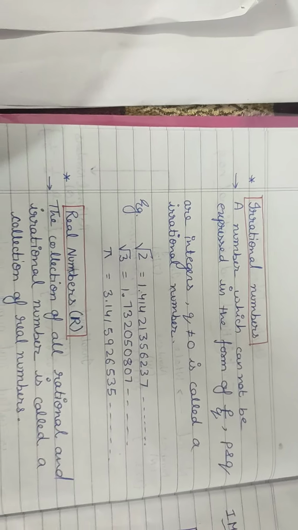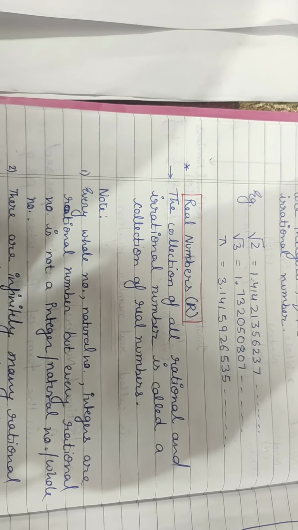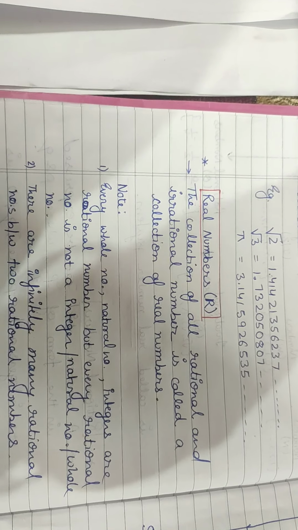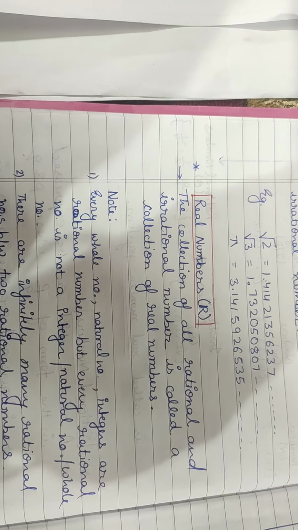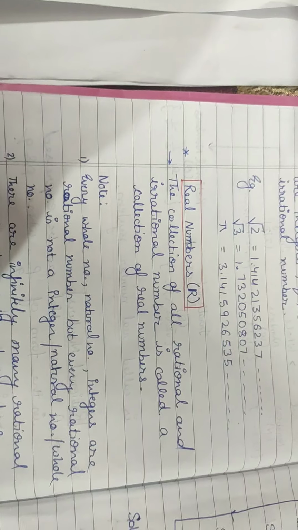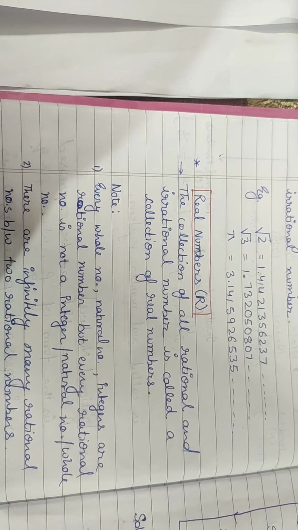Now the next one is real numbers. What are real numbers? Real numbers are the collection of all rational and irrational numbers, and the real numbers are expressed with the capital letter R.